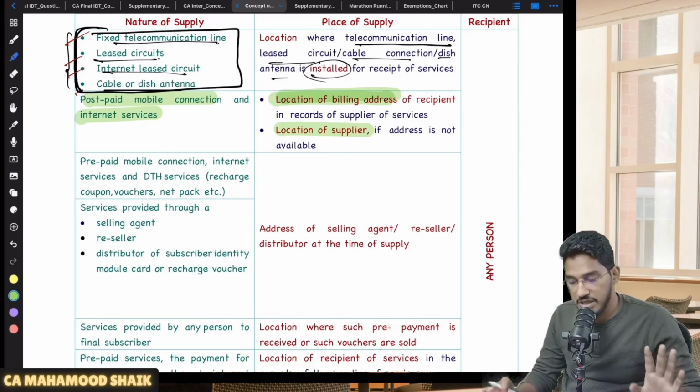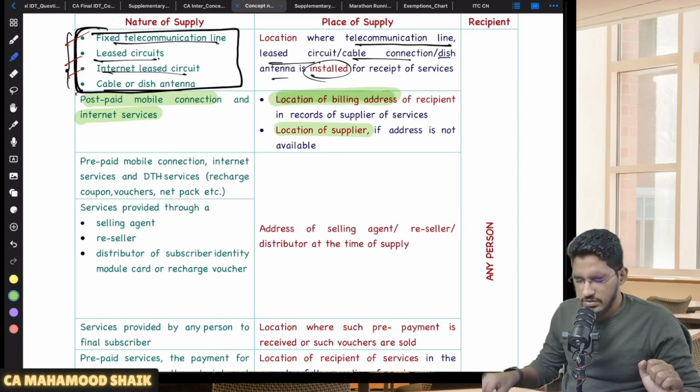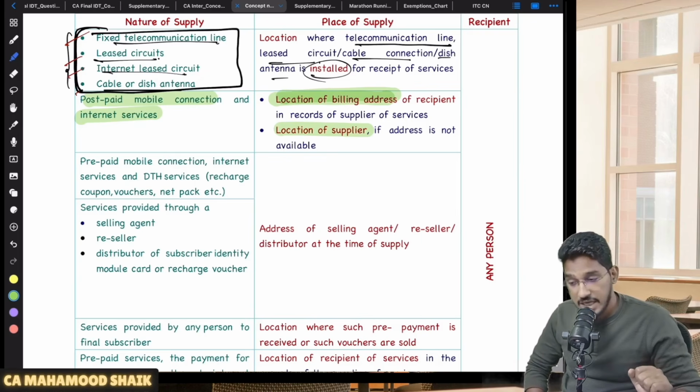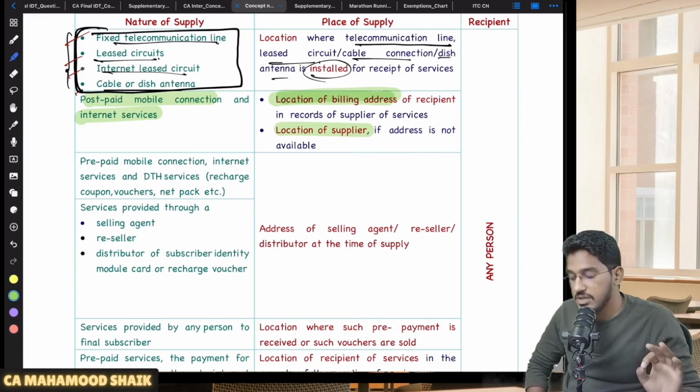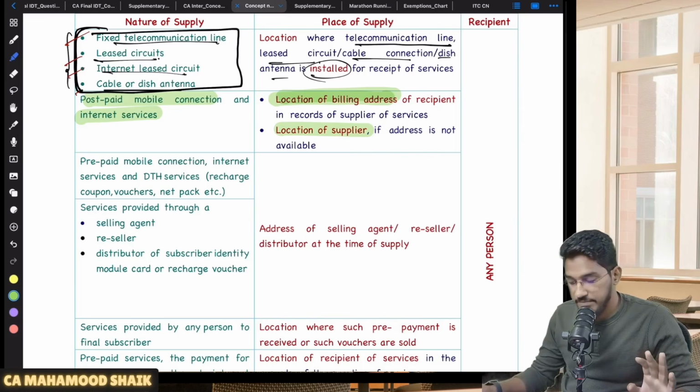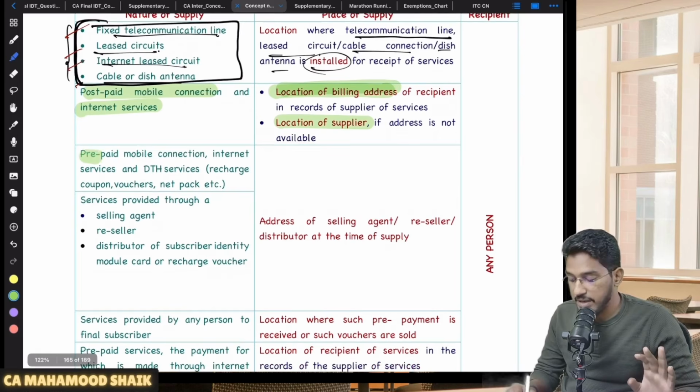Location of supplier is going to become the place of supply. So in case of postpaid mobile connection, the place of supply is the location of the billing address of the recipient available in the supplier's records. In case the billing address is not available in the supplier's records, then the location of the supplier will become the place of supply.